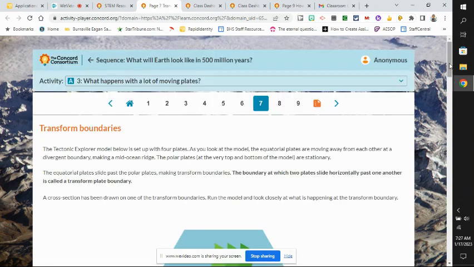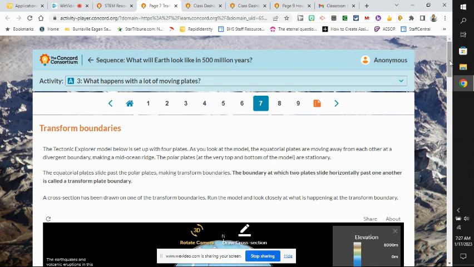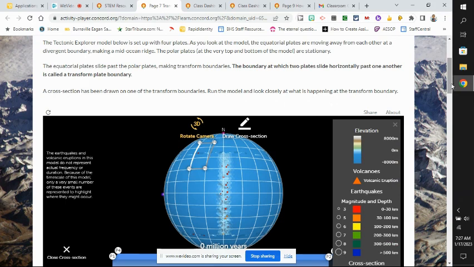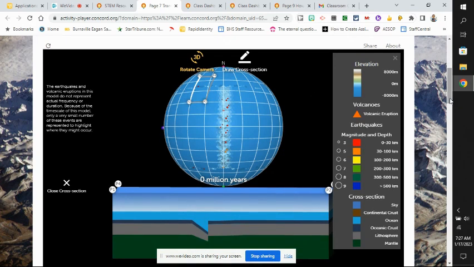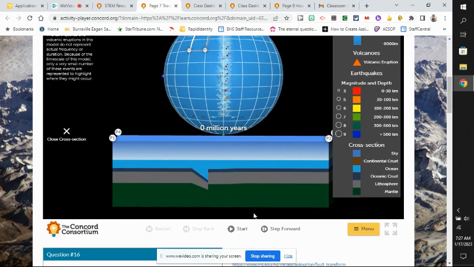And this talks about transform boundaries. So we had convergent boundaries where they come together, divergent boundaries where plates move apart, transform boundaries occur when plates slide past one another. So as I let this load, there we go. And so what we're looking at here, here's the divergent boundary. And what's happening is the crust is broken and it's just sliding past another plate here. And so I'm going to go ahead and press start.